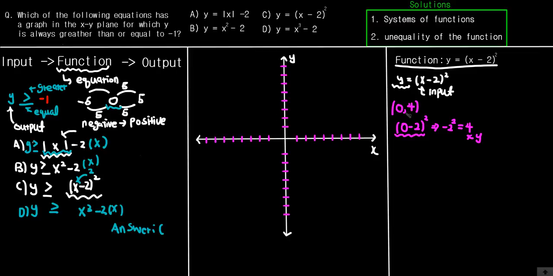So 4 is the output of our function, our y value. So it is (0, 4). That means it is on the y-axis, which is the case when the x value is equal to 0. When the x value is equal to 0, we go upward in the y direction, which is going to be right over here. This is the point (0, 4).